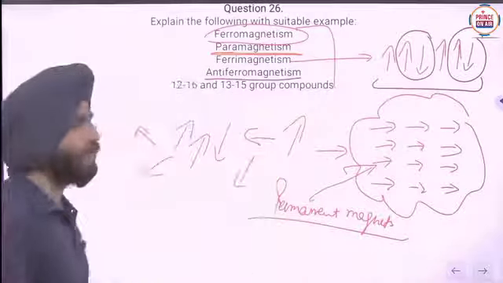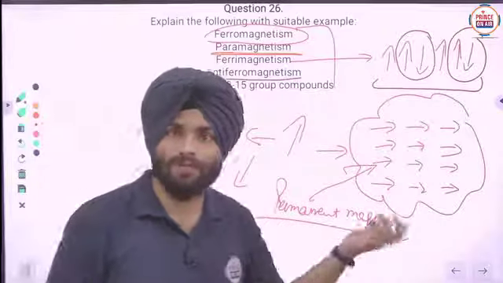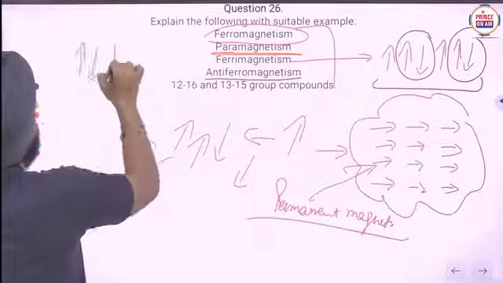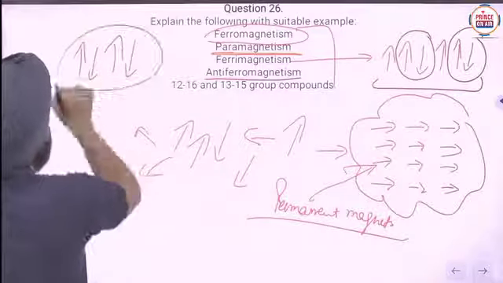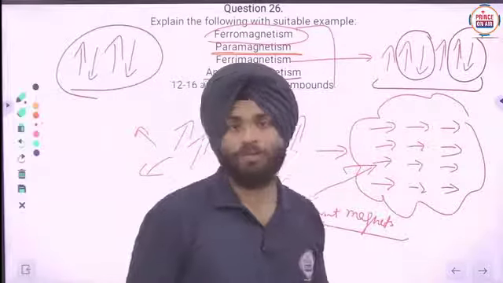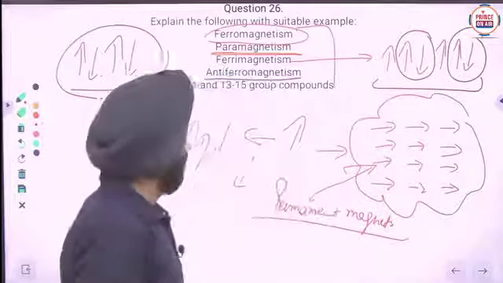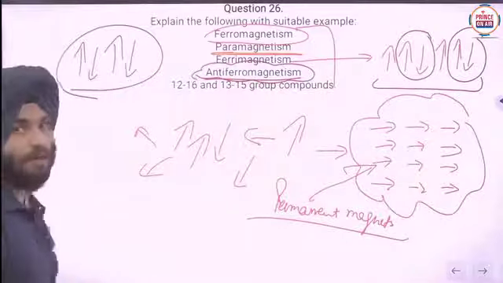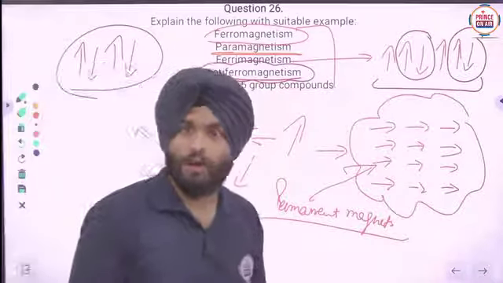Now antiferromagnetism. Antiferromagnetism is the reverse of ferrimagnetism and ferromagnetism, in which all the domains are cancelled out and are anti-parallel to each other. Okay. That's why there is no effect of a magnetic field on antiferromagnetic objects.